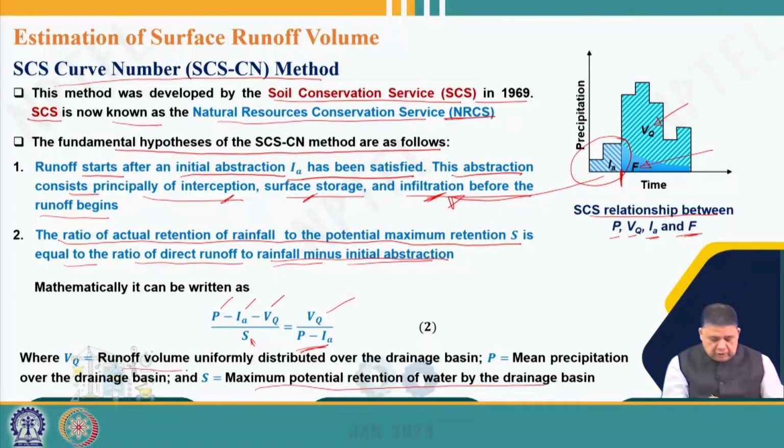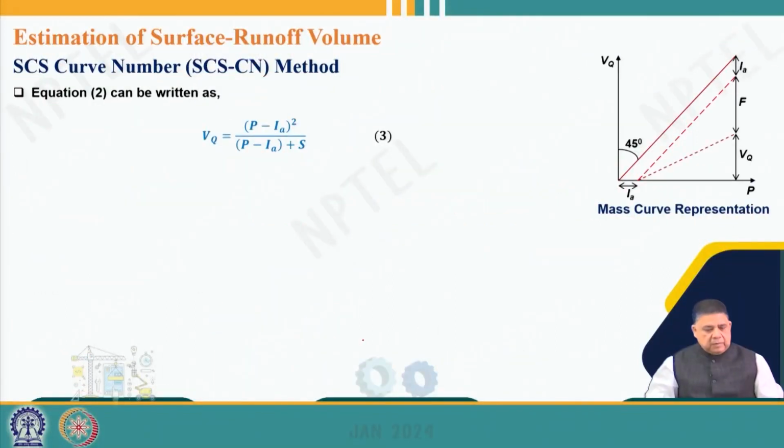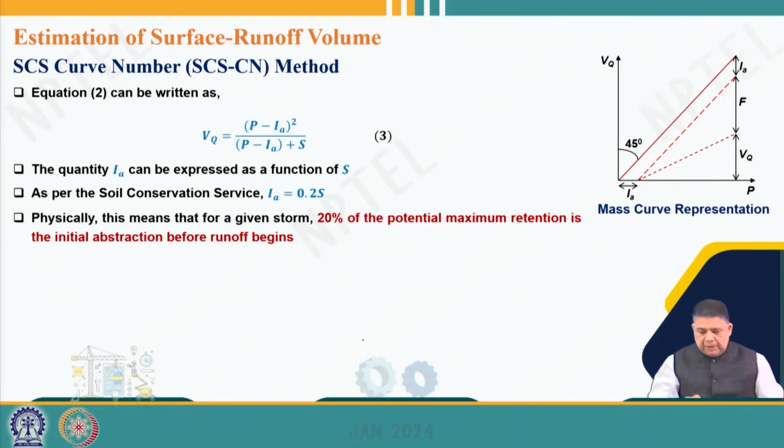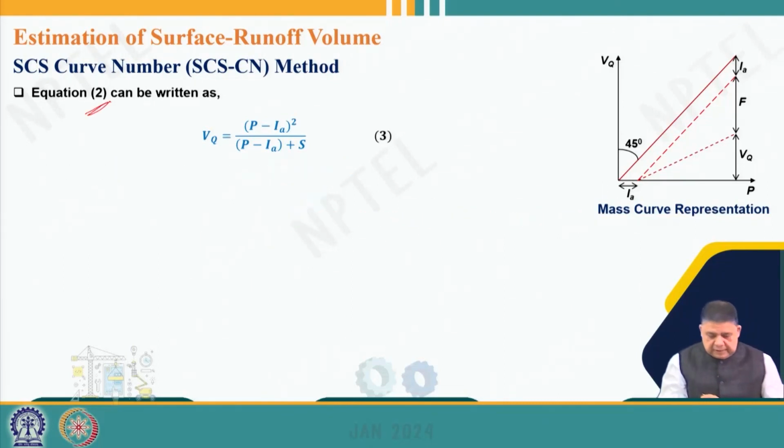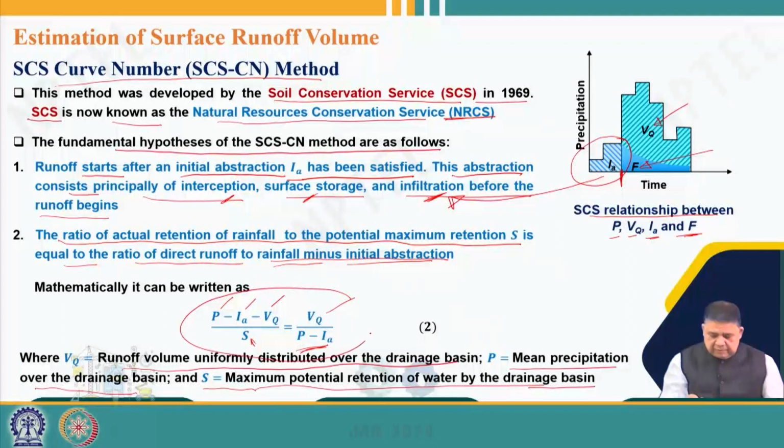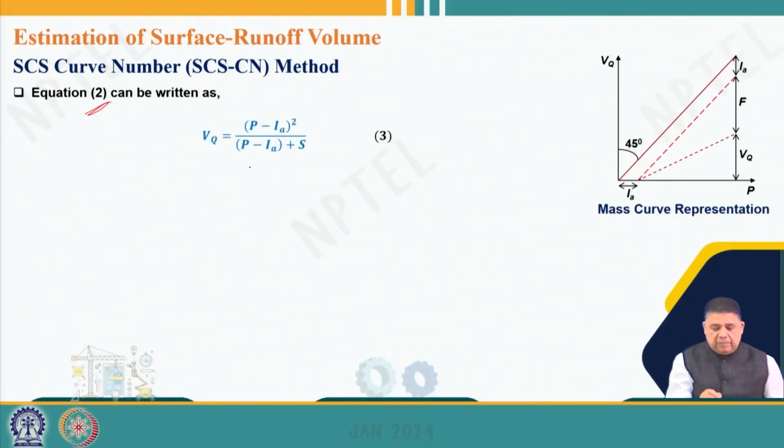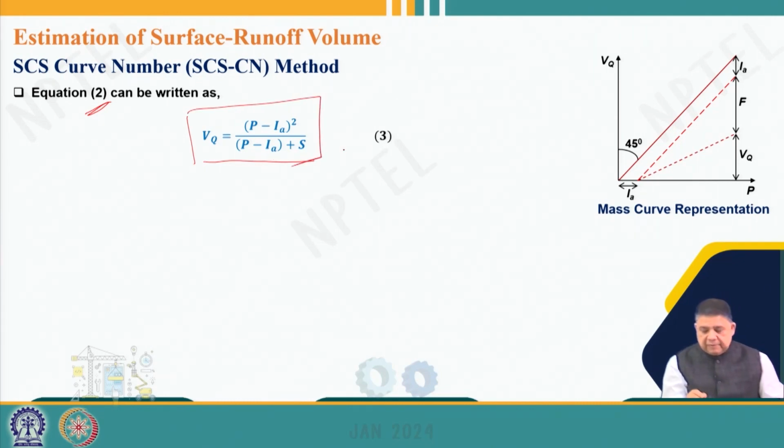So, here VQ is the runoff volume uniformly distributed over the drainage basin, P is the mean precipitation over the drainage basin, and S, as we have already seen, is the maximum potential retention of water by the drainage basin. So, this is the second hypothesis on which the SCS curve number method is based. Now, equation number 2, like we saw, we can manipulate and write in this form, that is VQ equals P minus IA squared divided by P minus IA plus S, and this is equation number 3 we are calling. So, we have simply manipulated that particular equation to represent it in this form.